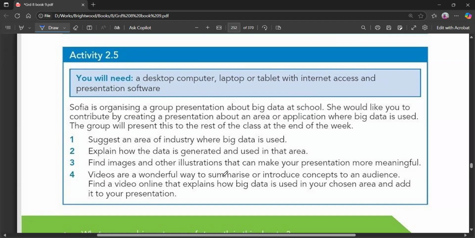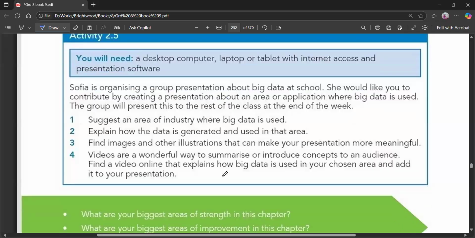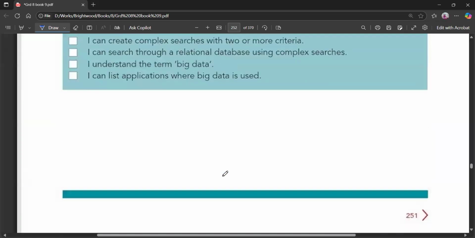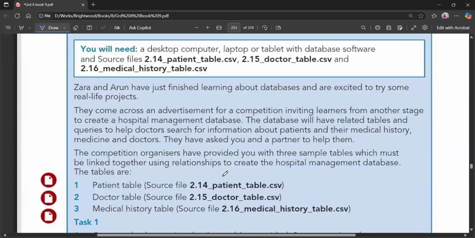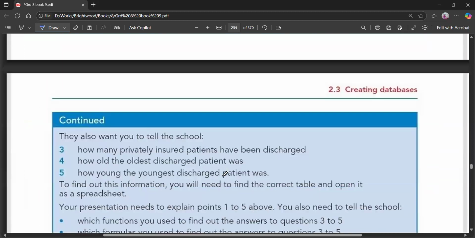Find images and other illustrations that can make your presentation more meaningful. For example, you can mention which countries are following this and other things. Videos are a wonderful way to summarize the introduction, so if you want to make a video, it can be summarized like that at the end. I think you got an idea about big data.